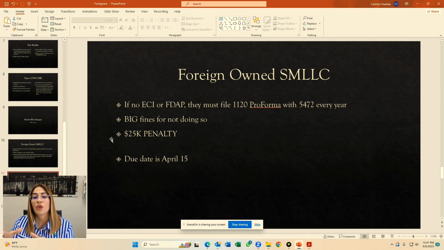Okay. So even though you don't have to do a tax return, you have to file the 1120 pro forma, which is basically the first 5 pages of the 1120 with information regarding the business, address, EIN, information on the owner, and any contributions or distributions that the owner has put or taken out. That's it. But it's not to calculate tax or anything. It's just information. There's big fines and penalties for not doing so. There are big penalties, $25,000 penalty, and the due date to do this every year is April 15.